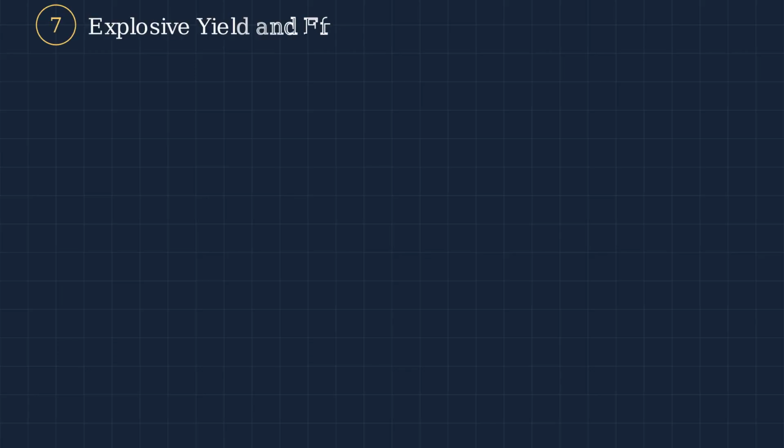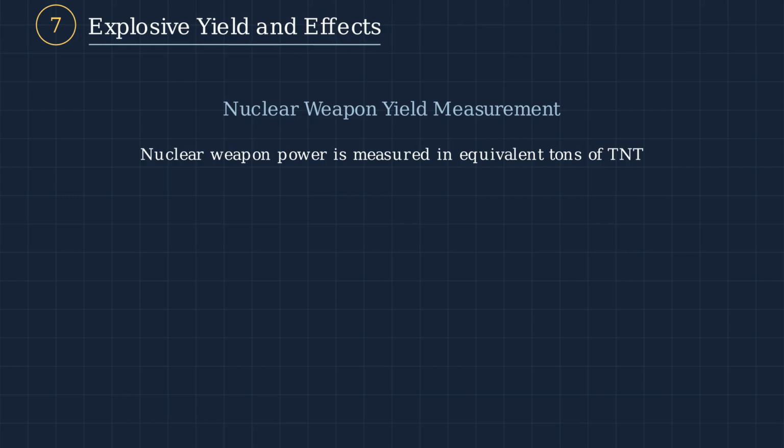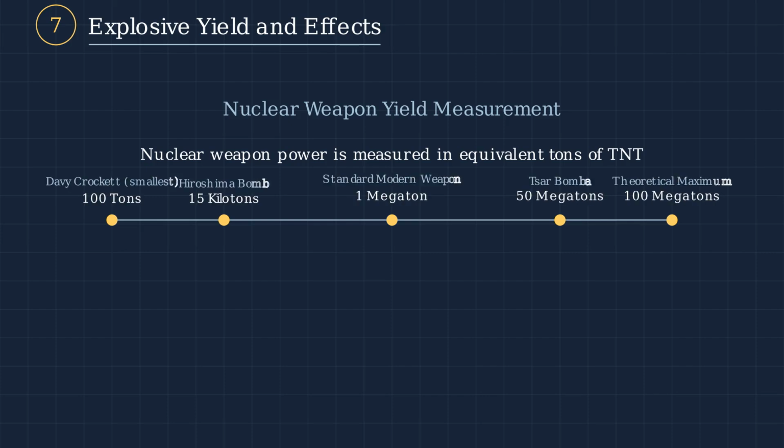Nuclear weapons are categorized by their explosive yield and destructive effects. Nuclear weapon power is measured in equivalent tons of TNT, from kilotons to megatons. The scale ranges from tactical weapons of just 100 tons to the Hiroshima bomb at 15 kilotons, up to the largest tested weapon, the Tsar Bomba, at 50 megatons.